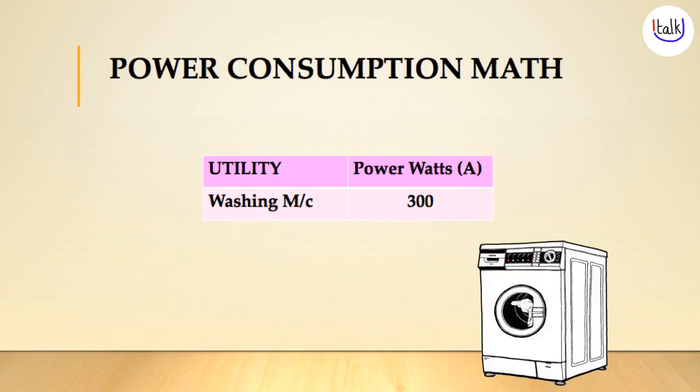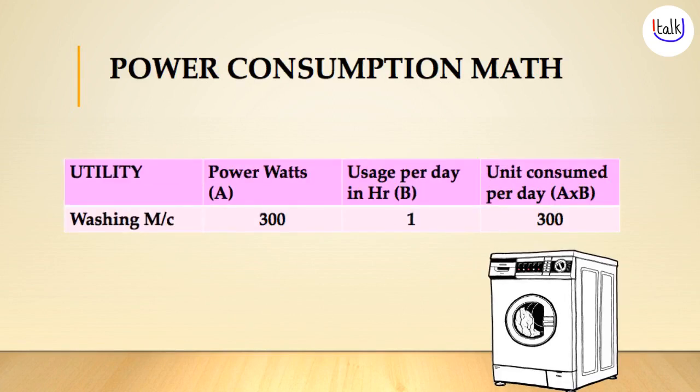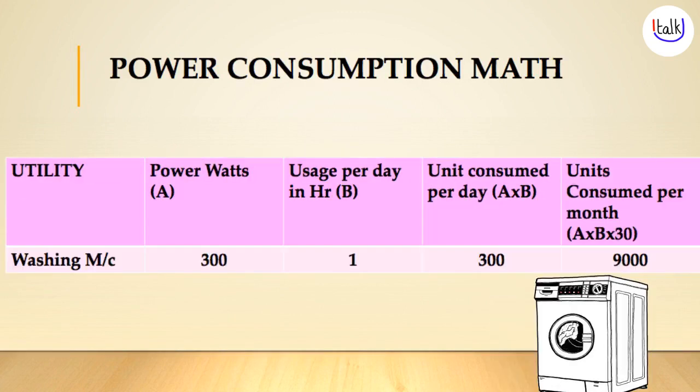Finally, the washing machine with a power rating of 300 watts. If used for 1 hour a day, it will result to 300 watt hour consumption a day, and monthly it will be 9,000 watt hour.